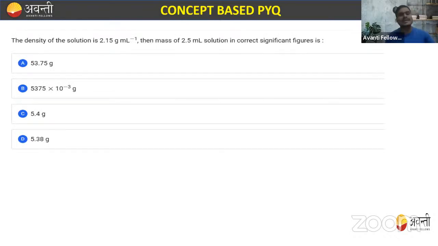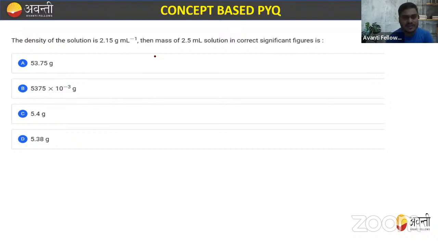That is, the density of the solution is 2.15 gram per milliliter. Then the mass of 2.5 milliliter solution, in the correct significant figures. So you need to calculate the answer in the correct significant figures, right? The density of the solution is given, which is equal to 2.15 gram per milliliter. Then the mass of 2.5 ml solution in the correct significant figures is, right? So we have four options.